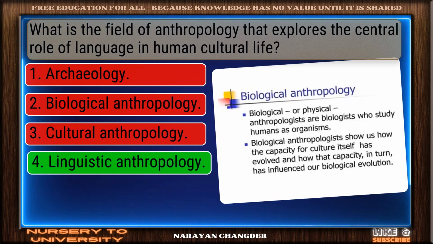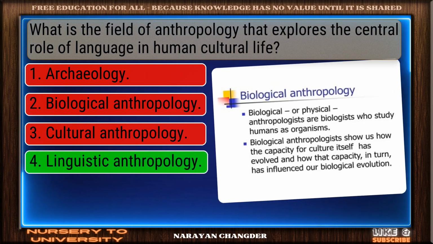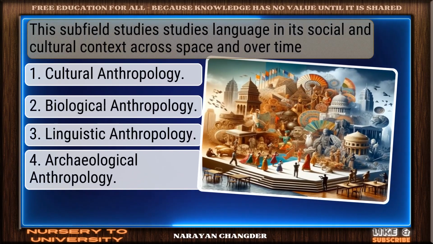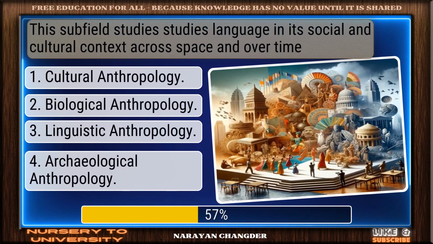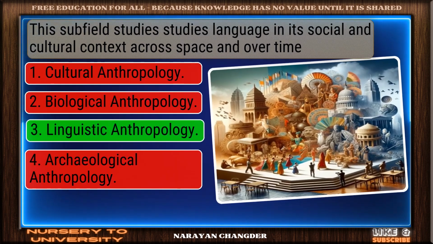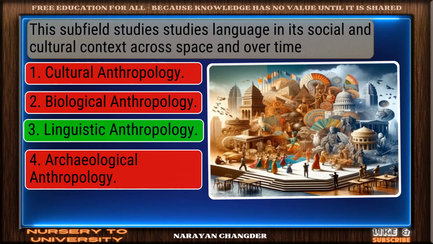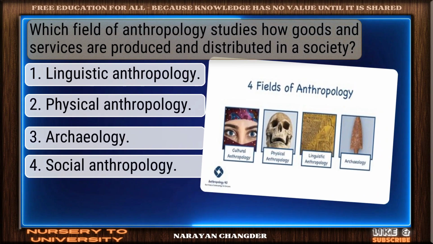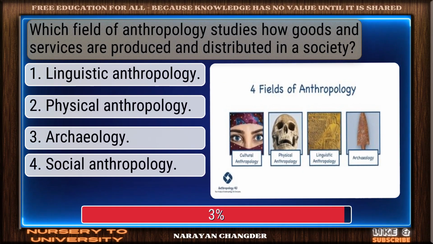Right again. Linguistic anthropology is a valid answer. This subfield studies language in its social and cultural context across space and over time. Great thinking. Linguistic anthropology is the right choice. Which field of anthropology studies how goods and services are produced and distributed in a society?